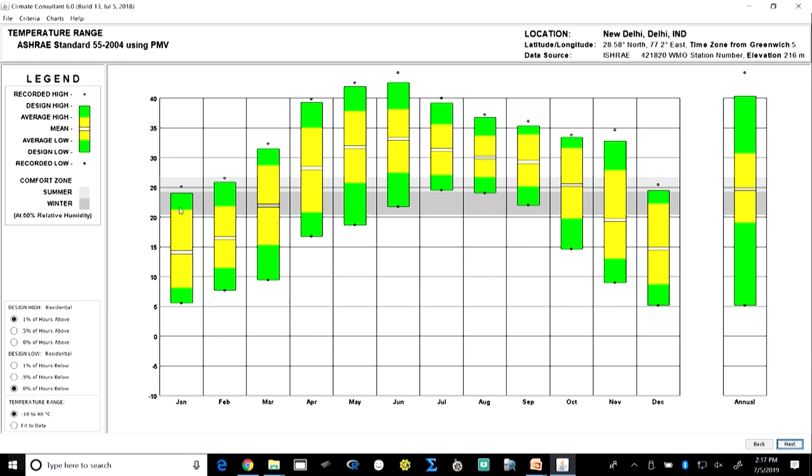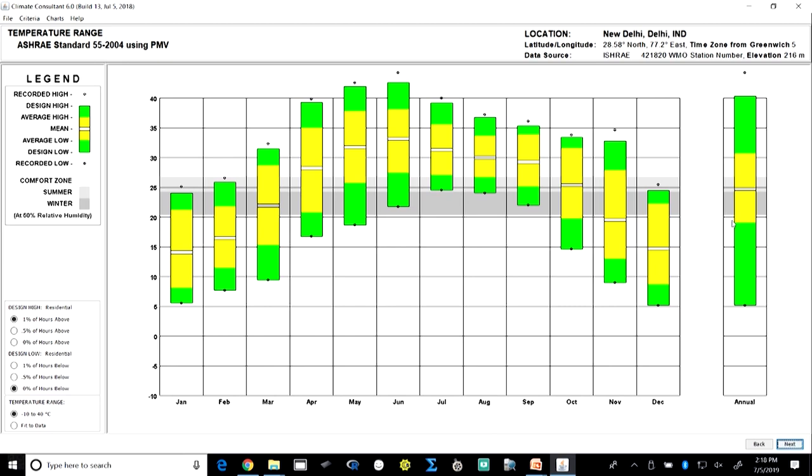This also shows the comfort zone, which is for summer as well as winter. So, it shows the comfort zone, which is shown in grey here, and this is taking relative humidity at 50%. So, the comfort zone which is defined is at 50% relative humidity. Now, this shows how the temperature is varying. This one shows the average annual spread of temperatures.